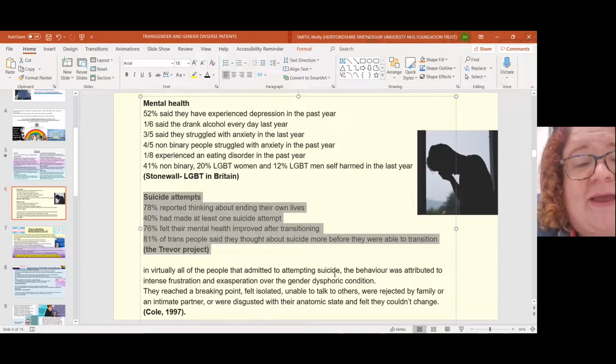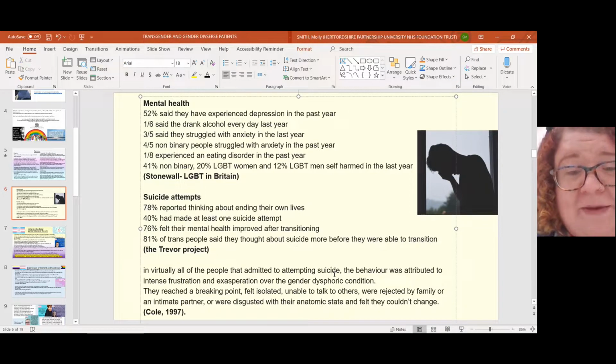81% of transgender people said they thought about suicide more before they were able to transition. So it means that when they transitioned, they thought about suicide less. And I think that's important, that things can also improve a little bit in terms of someone's safety when they're able to live in the gender that they identify with and express their gender identity.